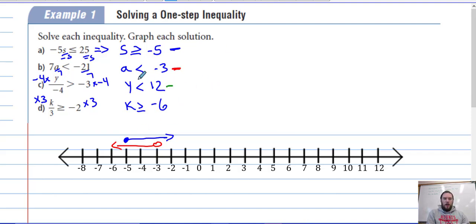We have y less than 12. So again, open circle, and we are going to the left. And then finally, we have k greater than or equal to negative 6. So we're going to close our circle, and we're going to go to the right. And there we go.